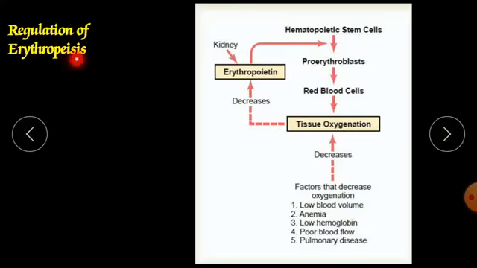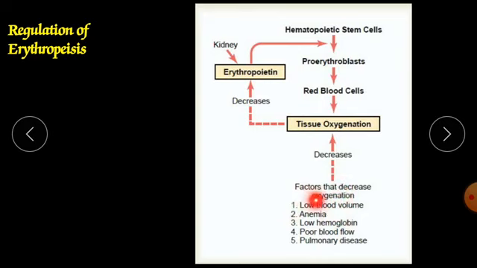Now here, regulation of erythropoietin. The erythropoietin acts on stem cells, and after that the pre-erythroblast leads to the formation of red blood cells and tissue oxygen. Once tissue oxygen decreases, it gives a message to our kidneys to release erythropoietin. After the release of erythropoietin from the peritubular cells of the kidneys, it will increase hemopoiesis: the hemopoietic pluripotent stem cells will release the pre-erythroblast and so on, and finally the RBC count will increase, and due to which the tissue oxygen will increase.